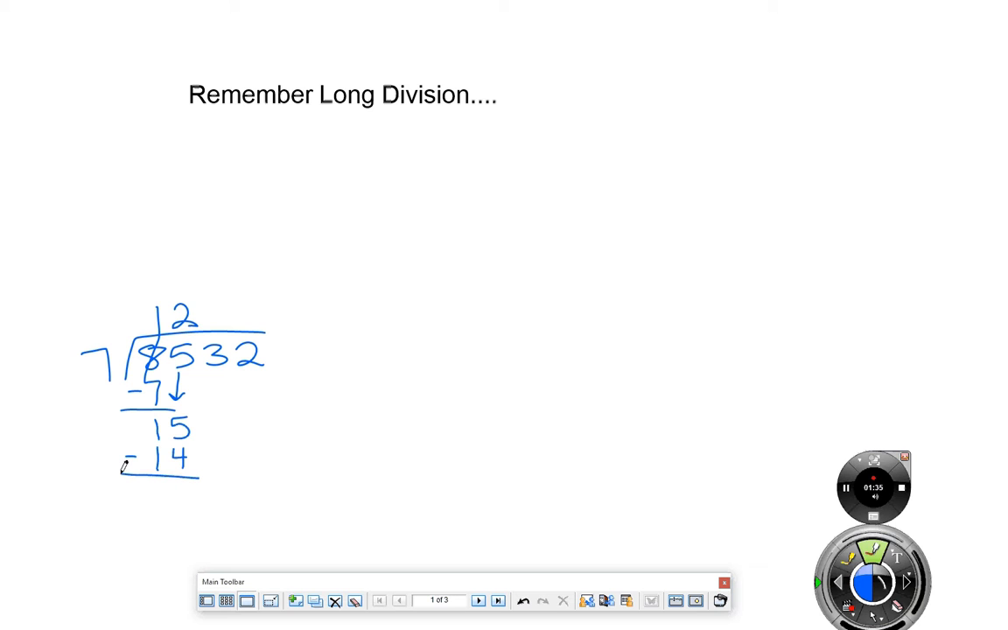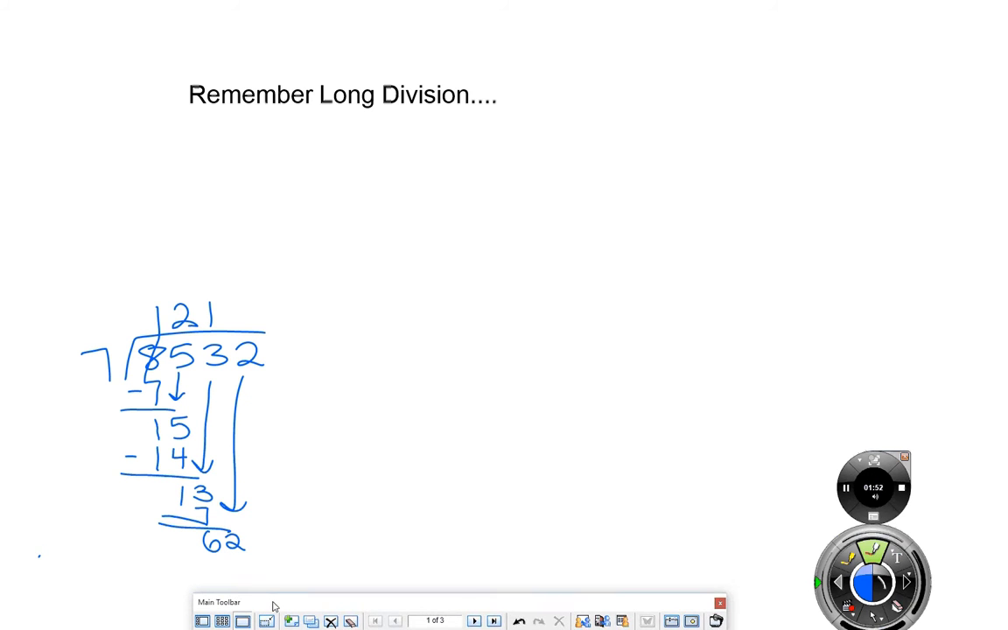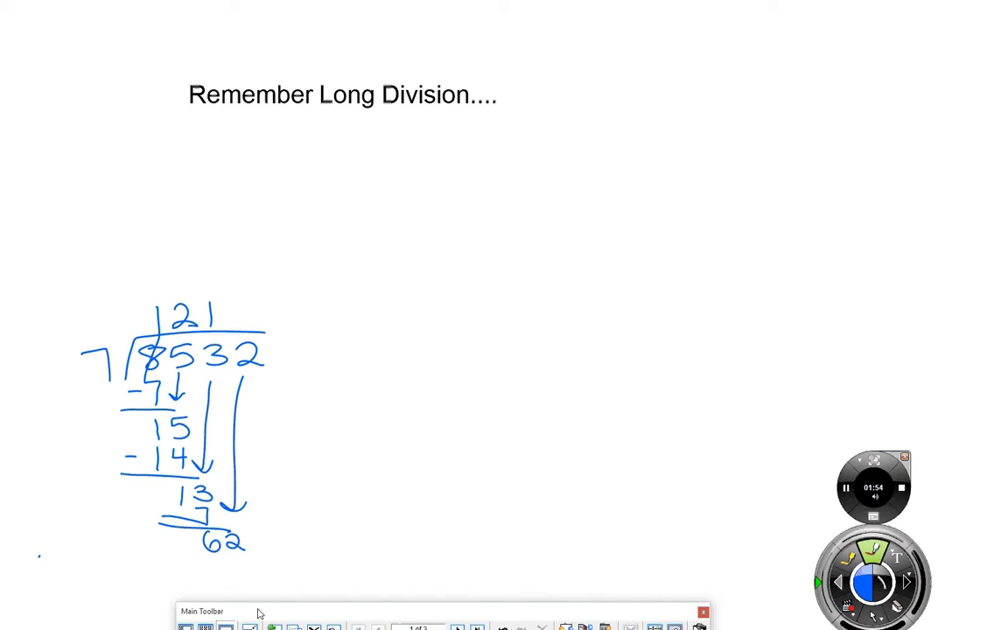And we subtract, and we get a remainder of 1. And then we bring down the 3, and what times 7 is going to get us close to 13 as possible? 1. 1 times 7 is 7. 6. We bring down the 2. 9 times 7 is 63, but we go over. So it'd be 8.